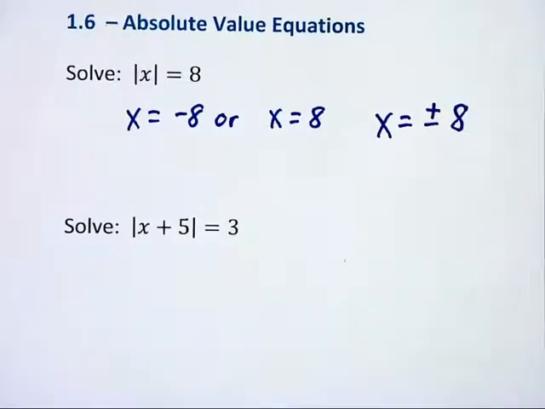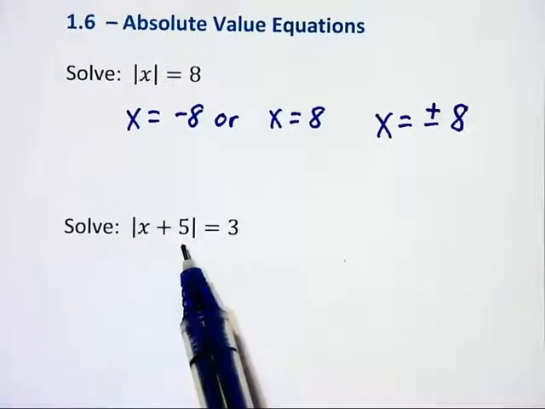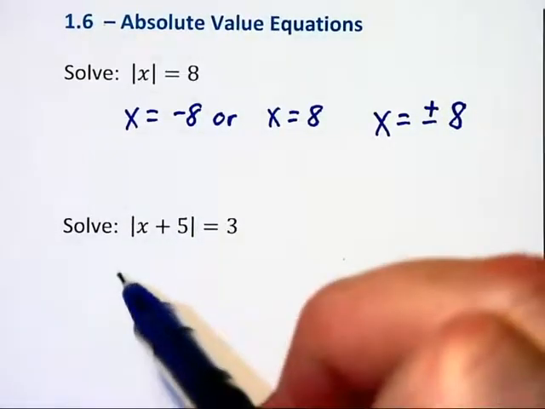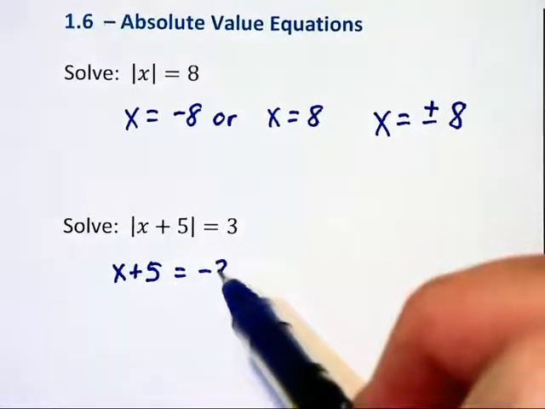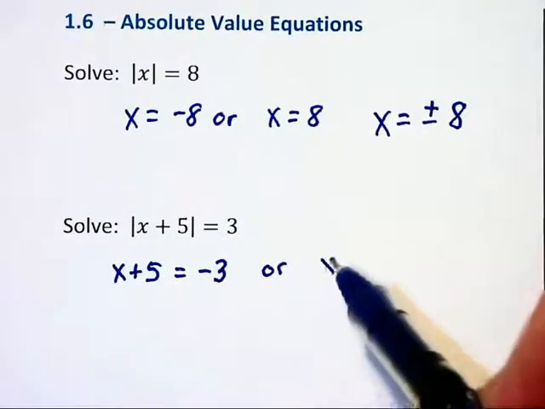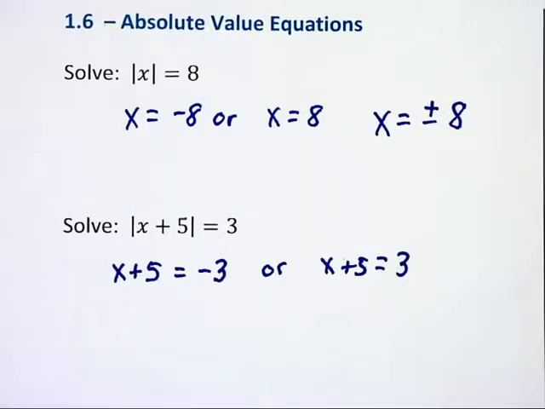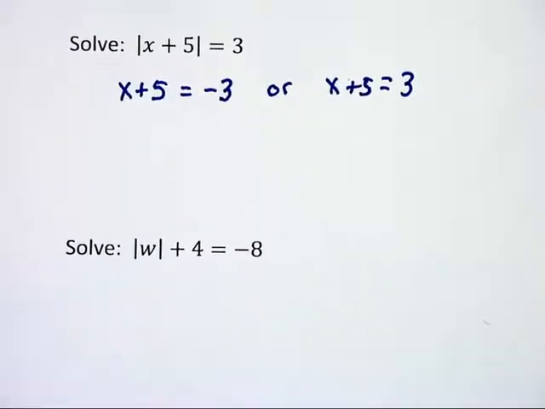Now, when we're solving absolute value equations, it's important that the absolute value is isolated by itself on the left, as we have in both of these examples. On this next problem, I want to say x plus 5 is either equal to -3 or x plus 5 is equal to +3. Try not to use the plus or minus notation until the very end of the problem.